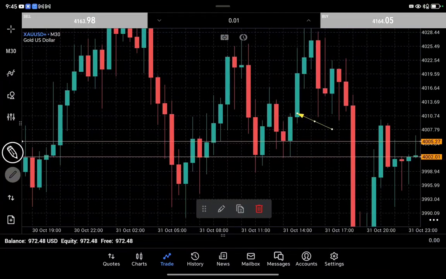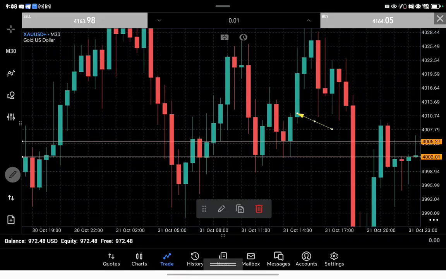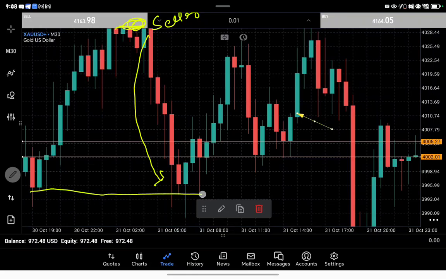Okay, so this is the chart of gold. This is exactly the 30-minute candle. So let's do analysis right up over here. This is the point where sellers sell, right? And price moved all the way down, where you can see the potential buy zone on the left-hand side. This is a buy zone.